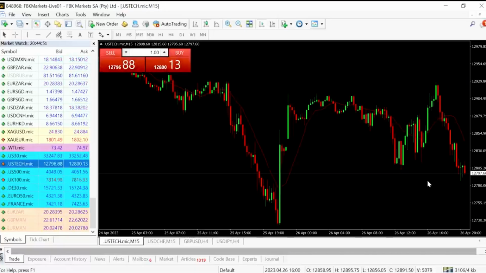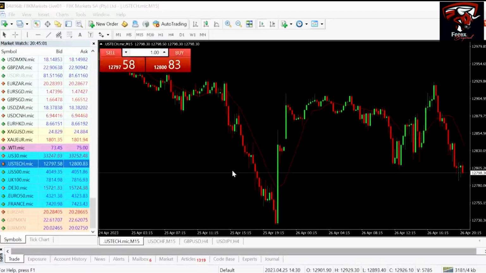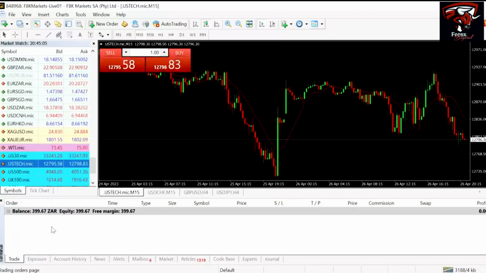So now, the third topic that we're going to be dealing with is stop loss. Ideally, what is stop loss? So I'm going to attempt opening a trade right now. I have about 399 rands. I'll be opening a trade on a micro account. Actually, I'll be using lot size 1. Let me see if it will go through.